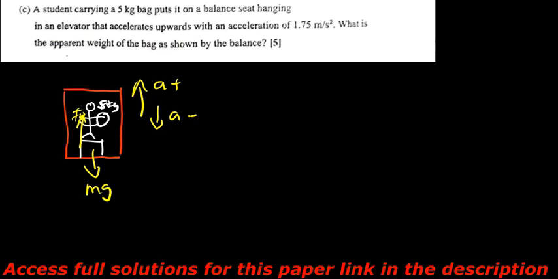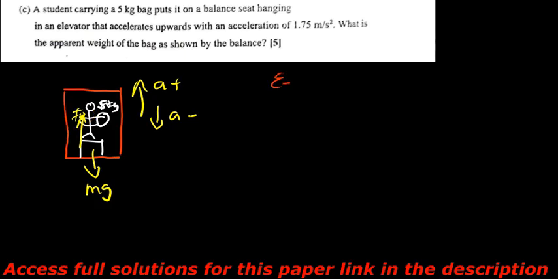Now the question is: a student carrying a 5 kg bag puts it on a plastic seat hanging in an elevator that accelerates upward, meaning acceleration is positive, with an acceleration of 1.75 meters per second squared. What is the apparent weight of the bag as shown by the balance? What it means is, what is the scale going to show? The scale is always going to give us the normal force. So you need to make the normal force the subject of the formula and find it.